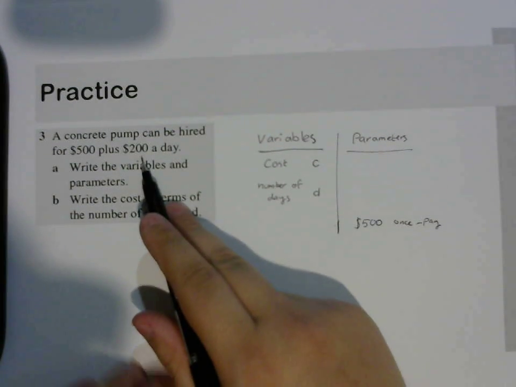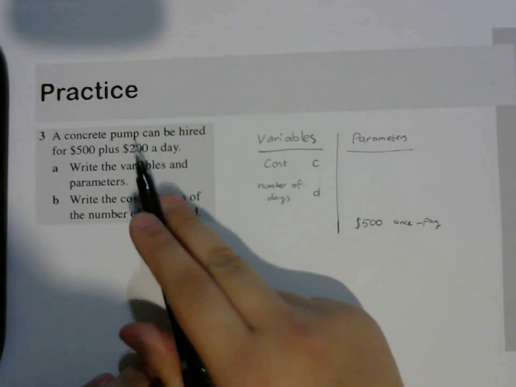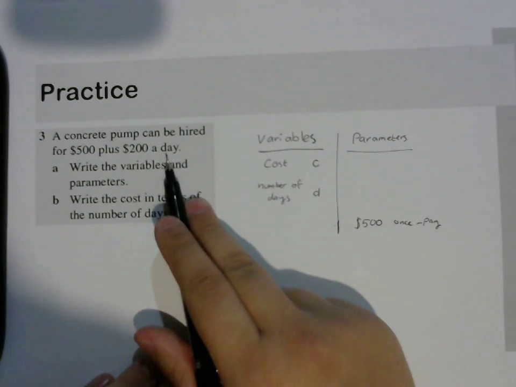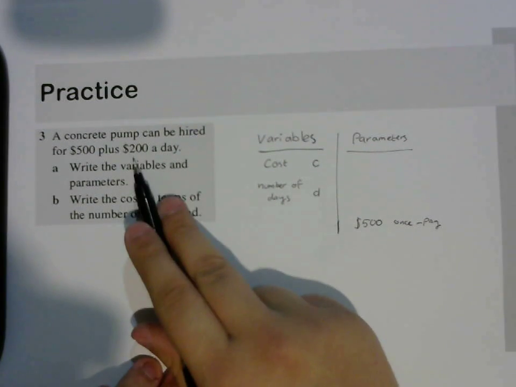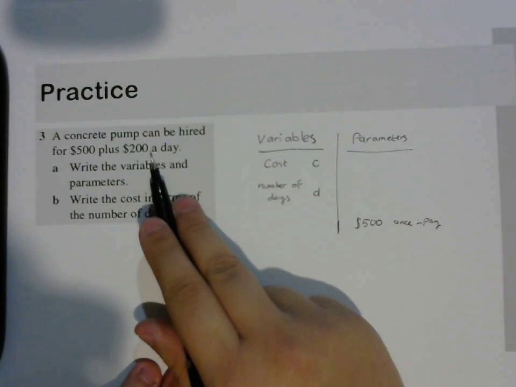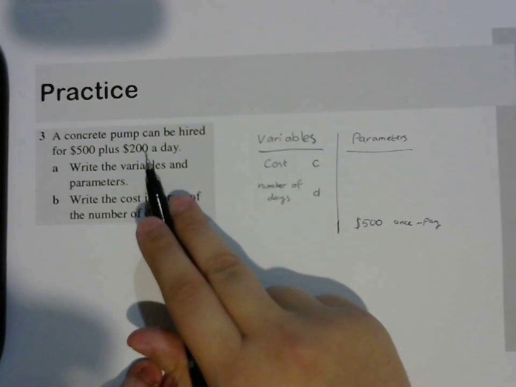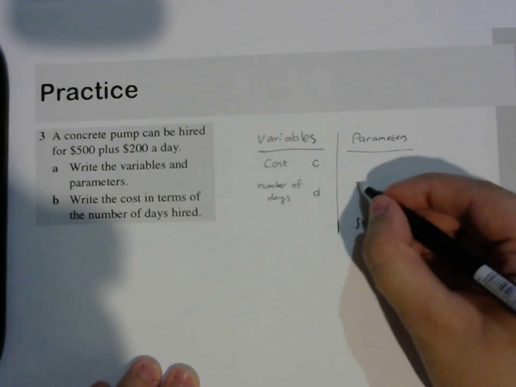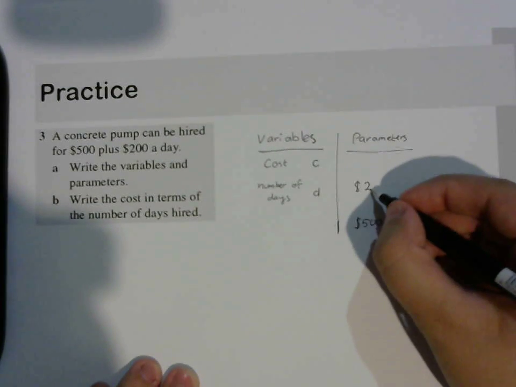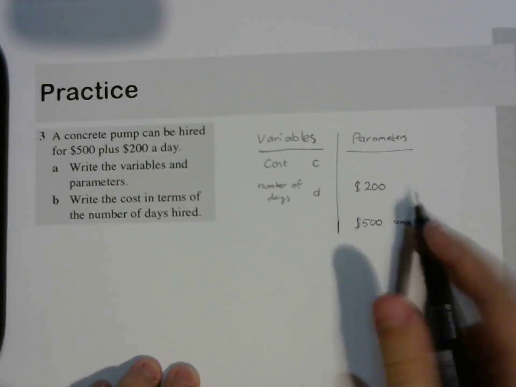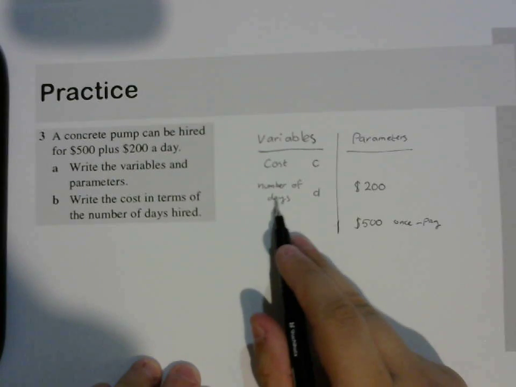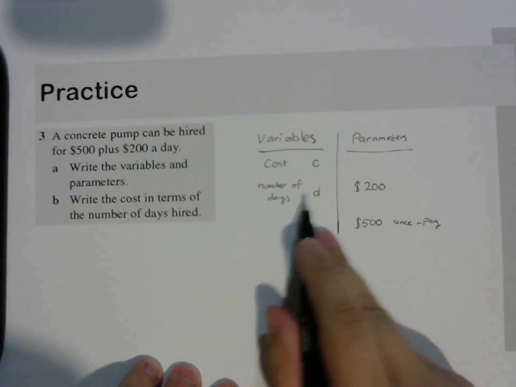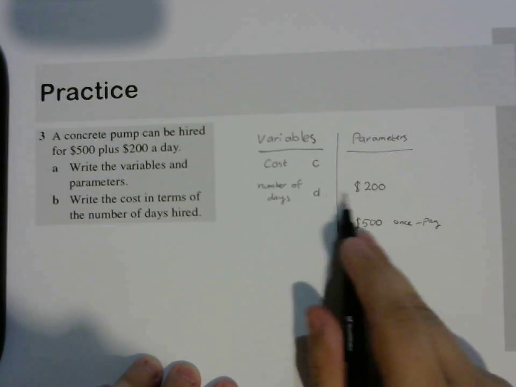But then the next parameter also depends on the number of days. So I've got this 200, and to figure out a cost using that 200, we have to also know the number of days. So this parameter is linked to my number of days. So when I write it down, I'm going to show that it's related to the number of days by writing it right next to the number of days in my list.